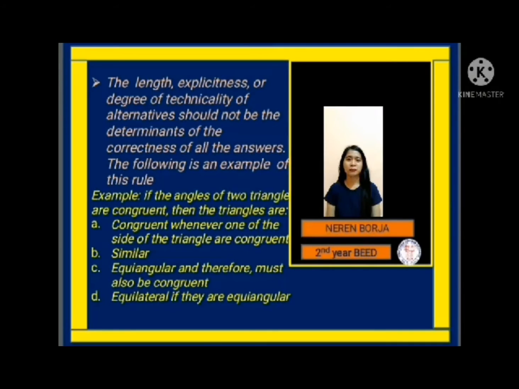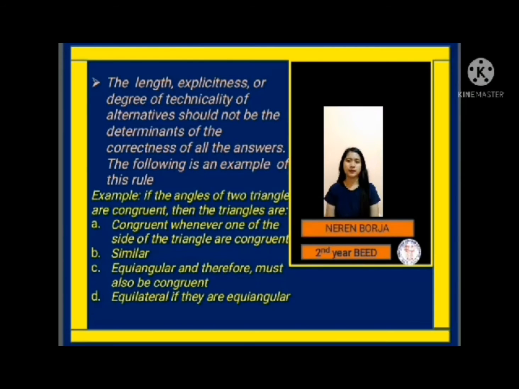Next, the length, explicitness, or degree of technicality of alternatives should not be determinants of the correctness of the answers. Example: if the angles of two triangles are congruent, then the triangles are A. Congruent whenever one of the sides of the triangle are congruent, B. Similar, C. Equiangular and therefore must also be congruent, or D. Equilateral if they are equiangular.